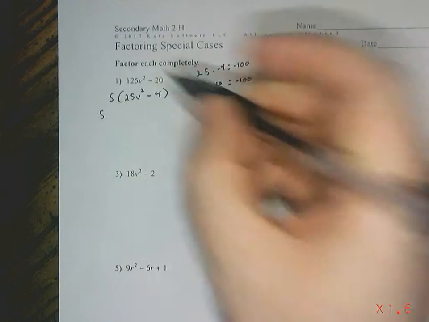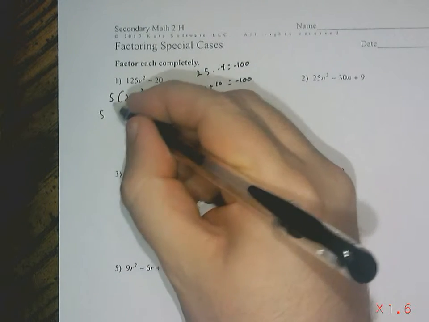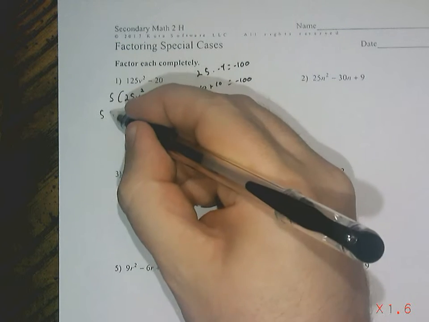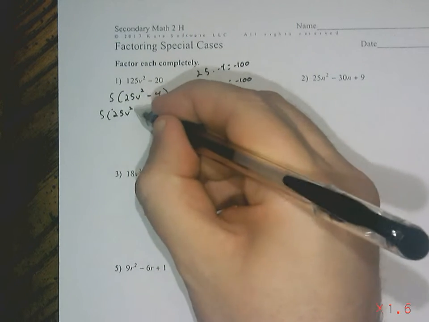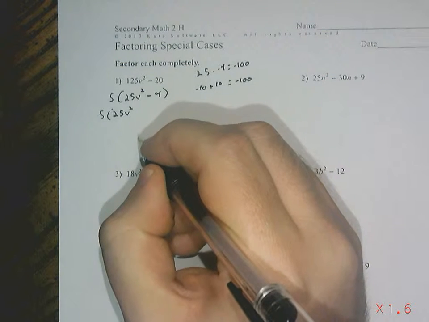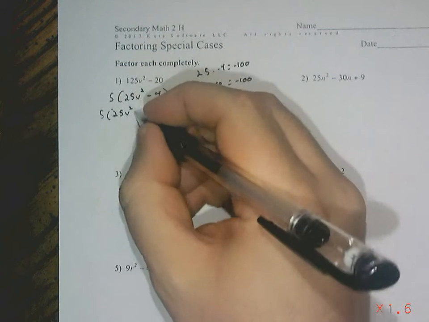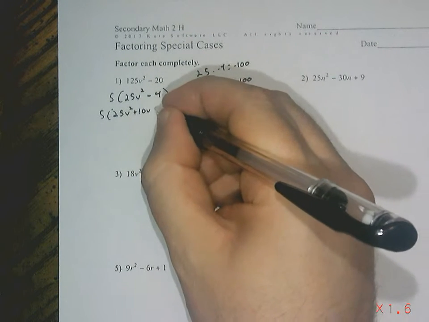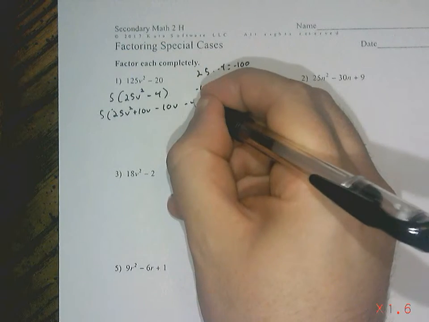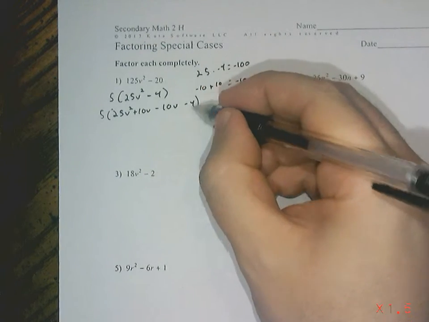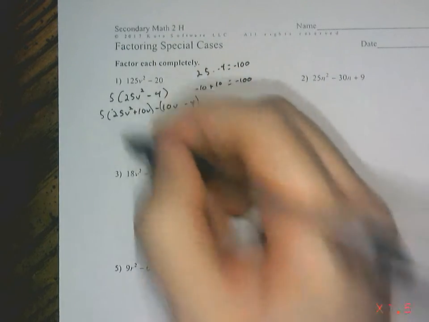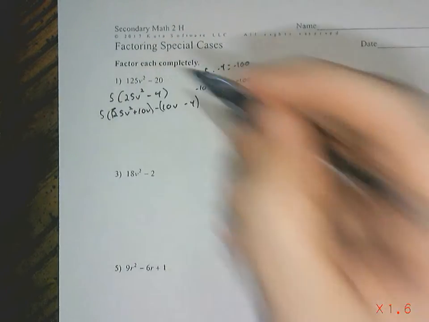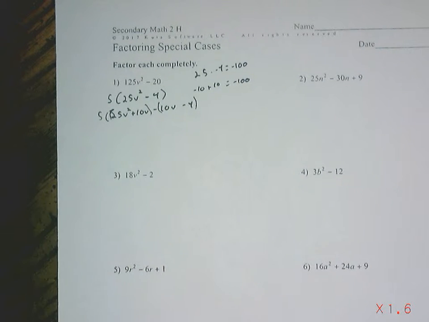So let's try this again. 5, and then I'm going to plug in those two numbers. So 25v squared, and then let's do the positive 10 in this one. So plus 10v, and then minus 10v minus 4. Okay, and then I'm going to group them just like I've done before. There's technically another group here. That 5 is just going to stay outside because I pulled that out at the very beginning. So it's just going to stay outside for the remainder.